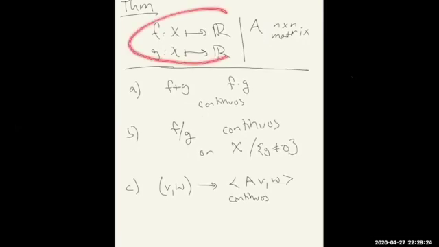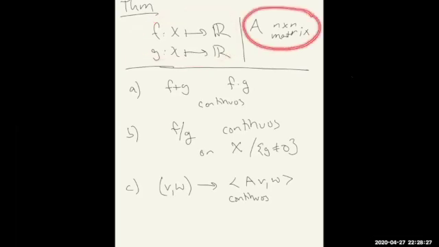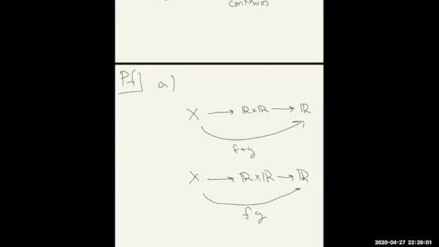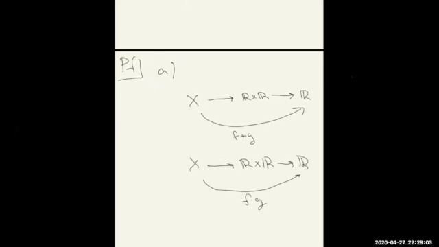But, okay, so what can you do with these? Well, if you have two continuous functions, or you have an n by n matrix A, then by what we have just said, you can show things like f plus g is continuous, f times g is continuous, f divided by g is continuous. And if you send a pair of vectors v, w to the inner product of Av with w, an expression that came up in the lecture last Monday, then this function is continuous. So this is just a statement about continuity.